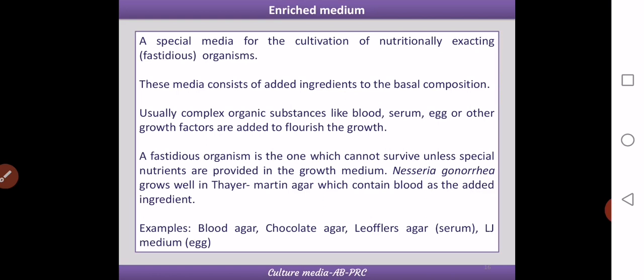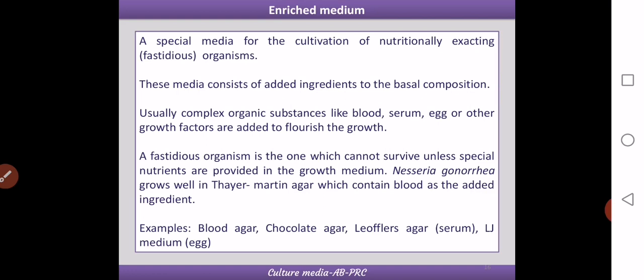Now we are going to discuss some special media, and one of the first things we are going to see is enriched media. It's a special media, right? Usually it's preferred for the cultivation of nutritionally exacting organisms, otherwise called fastidious organisms. What's a fastidious organism? Fastidious organisms are the ones which cannot survive in a normal medium unless special nutrients are supplied in the growth medium. So this is a special organism. They do not grow when a normal nutrient medium is provided. They need additional ingredients for their growth, right?